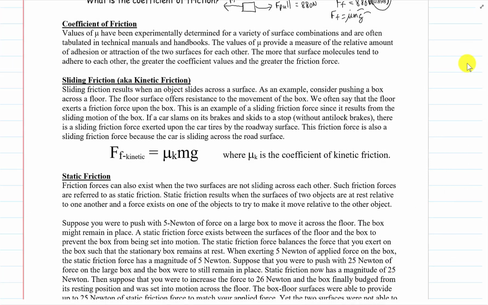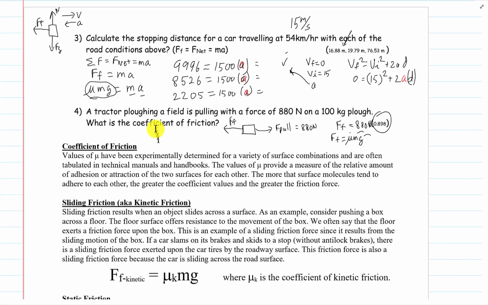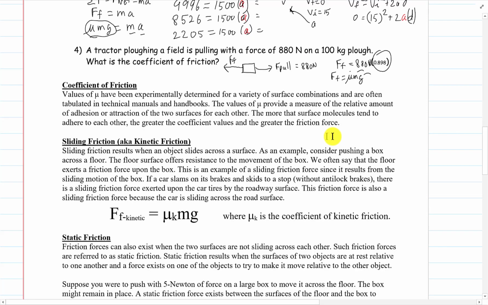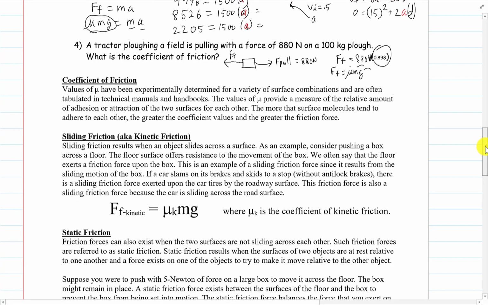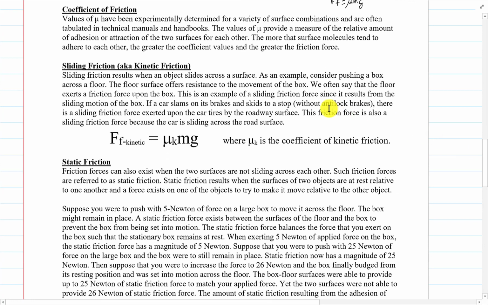Hey physics fans, just continuing here with the coefficient of friction and friction topic here on Physics 11. We finished off an example with the plow and got the coefficient of friction that way. Now I just want to talk more about the coefficient of friction and the two different types of friction.